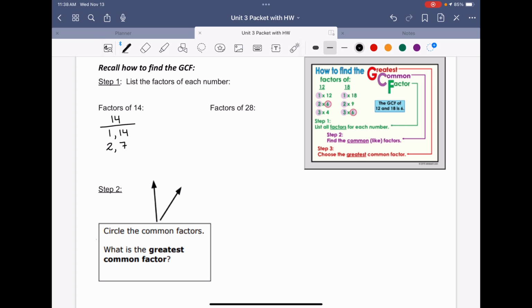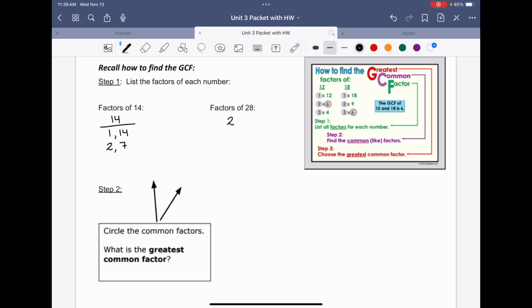I can do the same thing. 3 does not work. I'm going to go to 4. 4 also doesn't work. I'm going to go to 5. Well, for 5s and 10s, if your number ends in a 5 or a 0, then it would be divisible by 5 or 10. It does not end in a 5 or 0, so there we are. And 6 also does not go into 14 evenly. So those are the factors of 14.